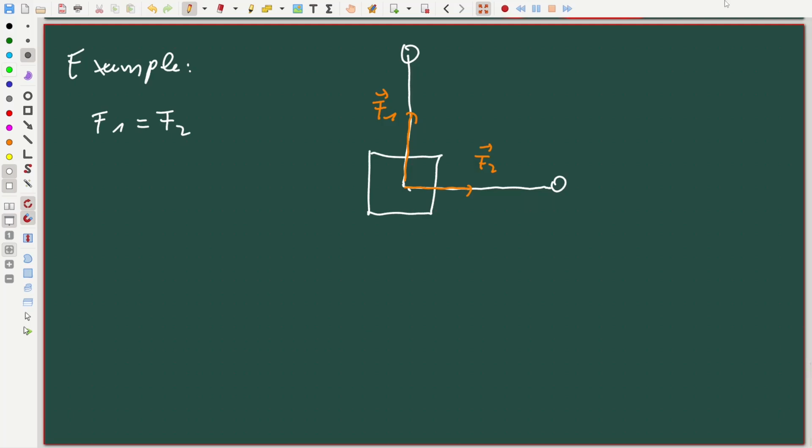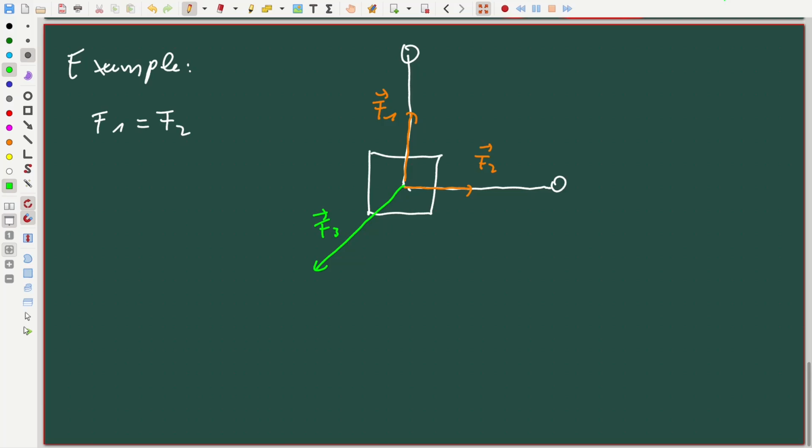Now what we want to do is calculate a force F3 pointing in this direction. We want to calculate the magnitude of this force F3, which is necessary to compensate these two forces F1 and F2 to make sure that this object does not move. It can deform, but it does not move.